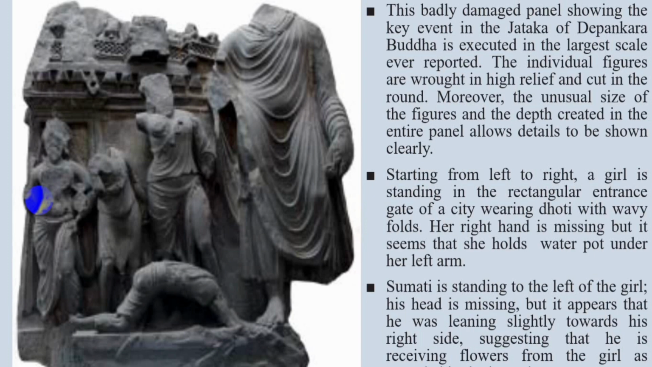Sumati is standing to the left of the girl. His head is missing, but it appears that he was leaning slightly towards his right side, suggesting that he is receiving flowers from the girl, as recorded in the legend.